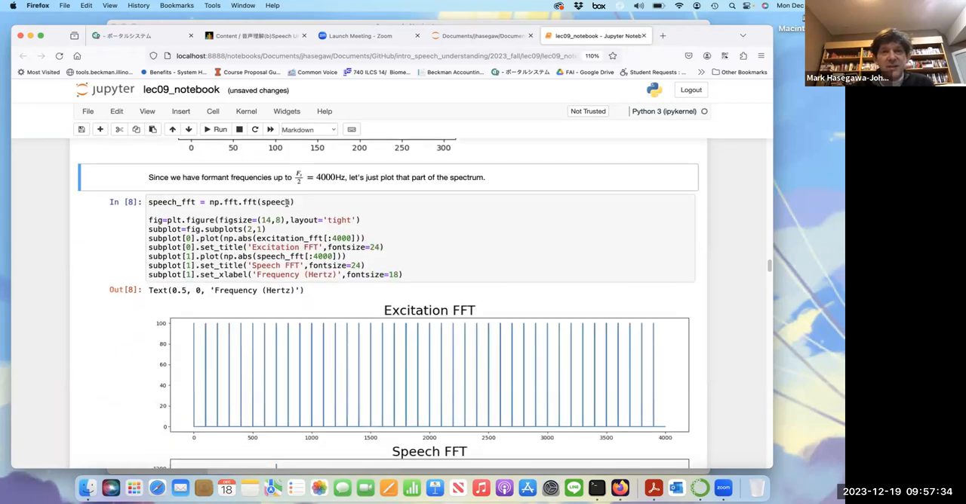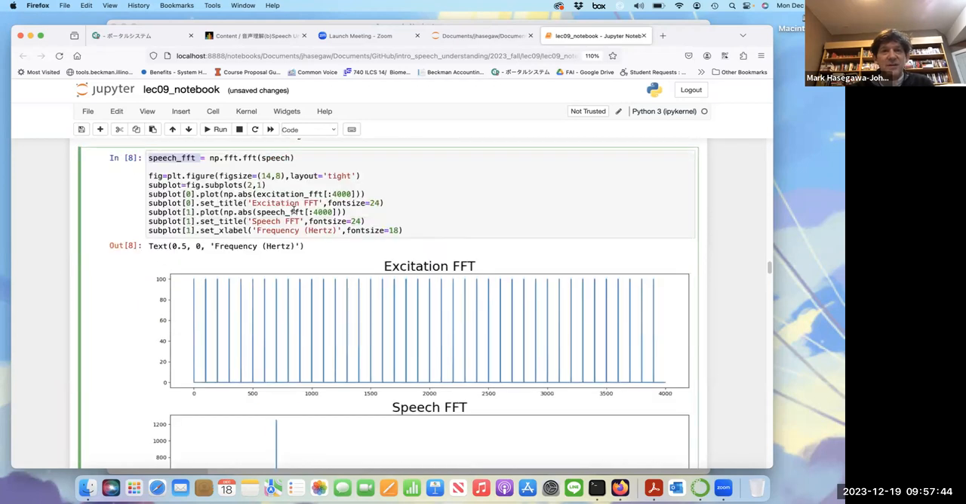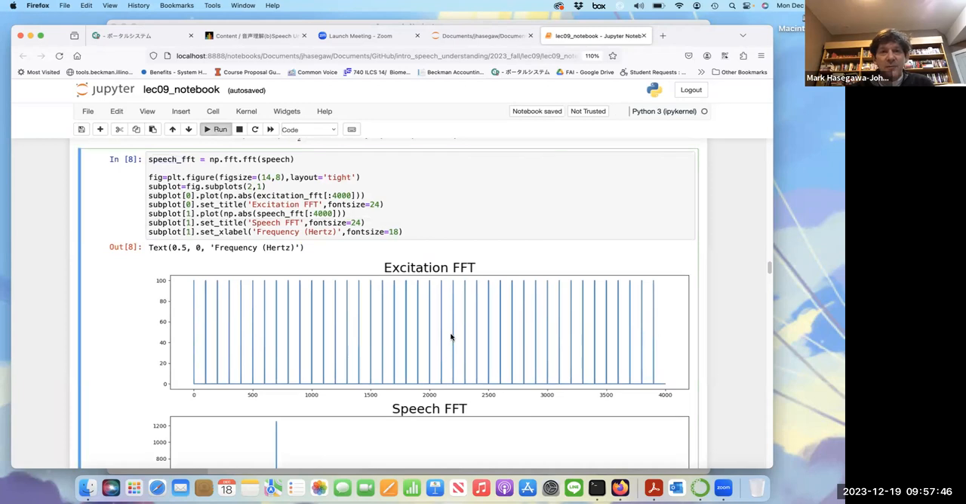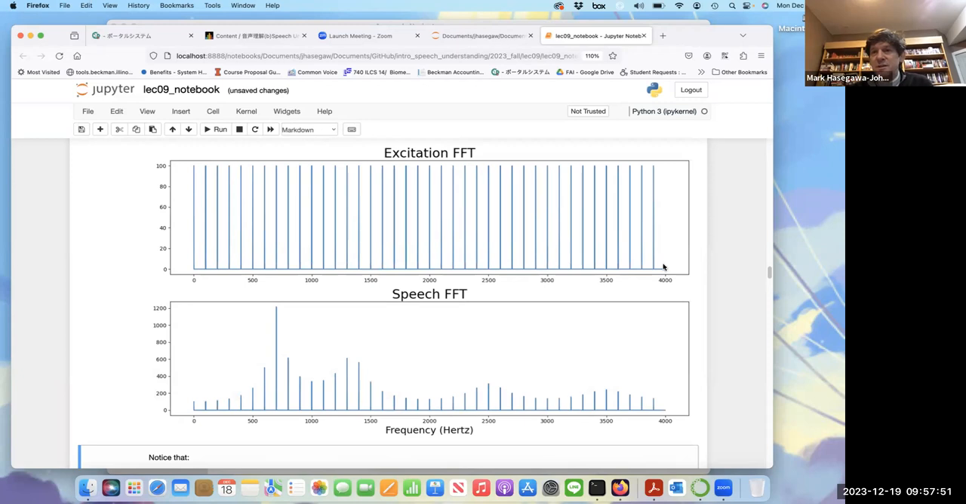So I'll take this speech signal and calculate its FFT. I have the speech FFT, and then I'll plot here's the excitation FFT and here's the speech FFT. I'll plot both of those, just up to 4,000 hertz. You can see that in the excitation FFT all of the cosines are exactly the same amplitude. Every harmonic has exactly the same amplitude; on this scale, it's 100. Whereas the speech FFT has different amplitudes for different frequencies.